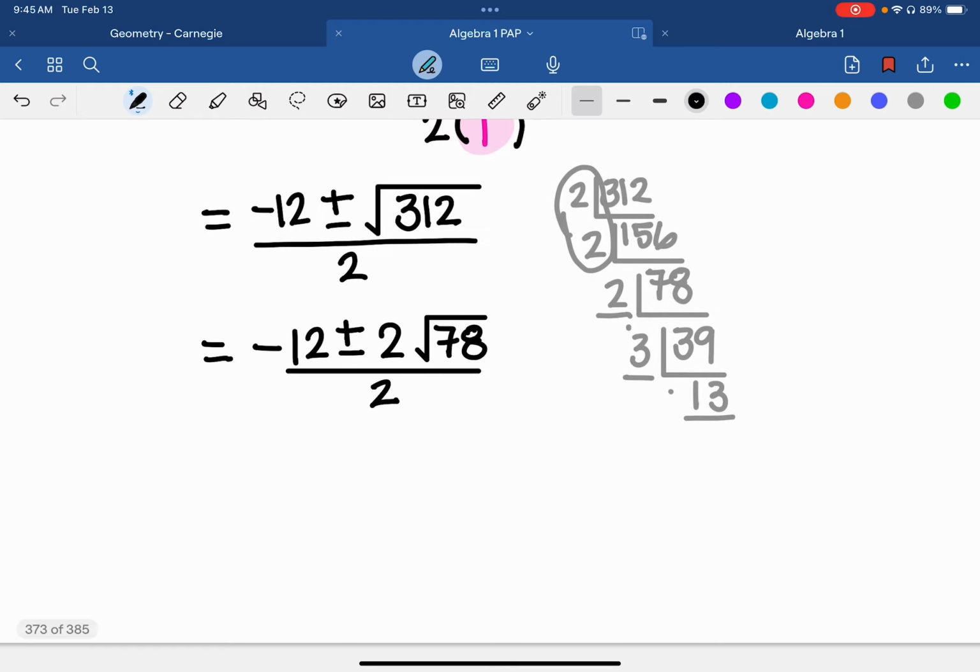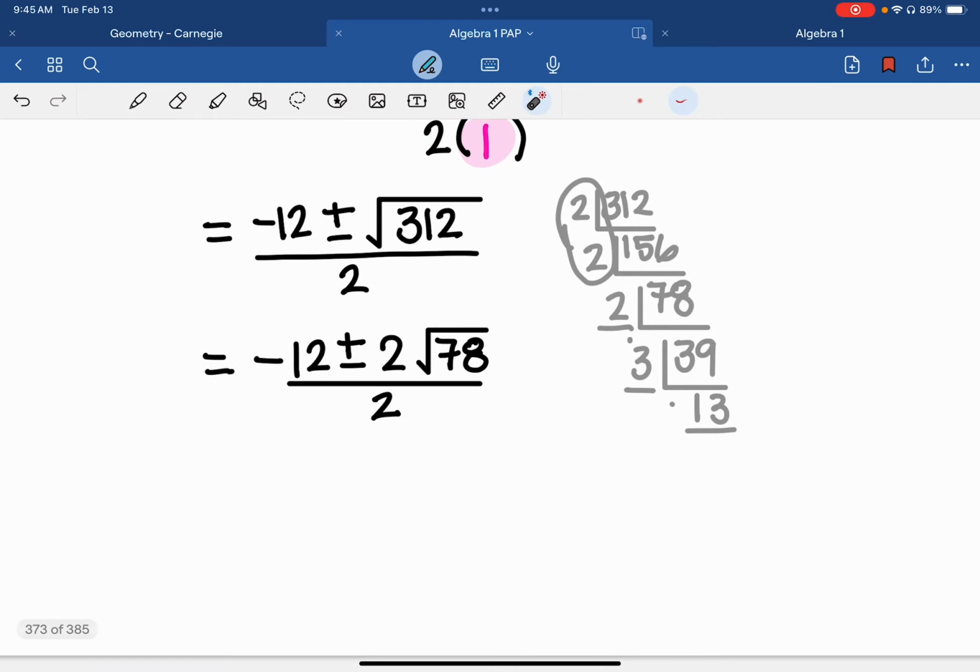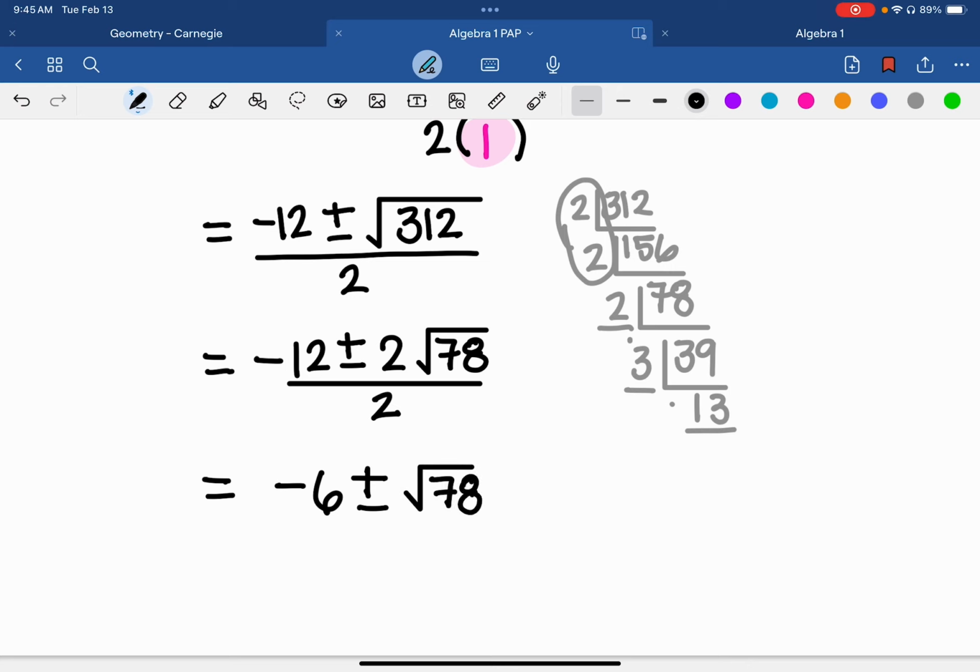Now what I'm going to do is divide each of these by 2. I'm going to take the negative 12 and divide it by 2 separately, and then take the 2 and divide it by 2 separately. So negative 12 divided by 2 gives me negative 6, plus or minus 2 divided by 2 is 1, the square root of 78. This is my exact answer. So when you go into Delta Math, sometimes they ask for the exact answer, and this is it.